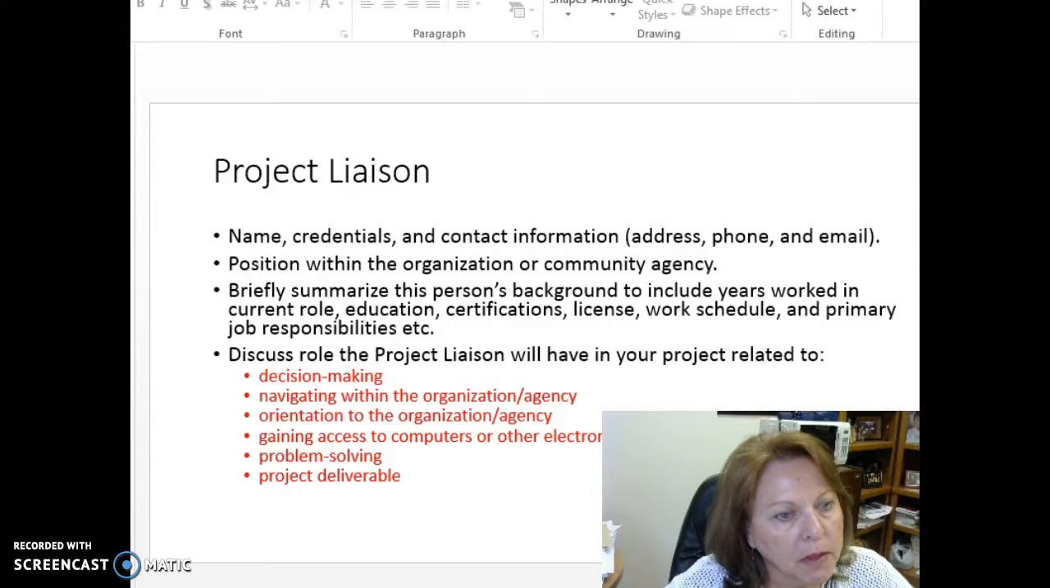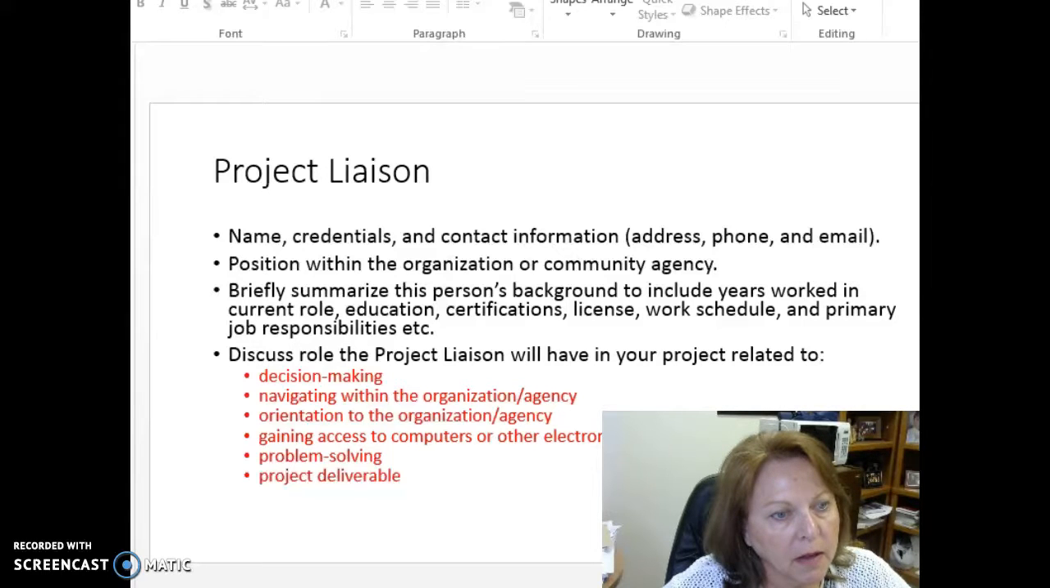And then importantly, you're going to talk about how the project liaison is going to function in terms of your project. How will that person engage in decision making with you? How will that person help you navigate within the organization? How will that person help you get oriented if there are some orientation requirements that you need to do? How will that person help you gain access to the documents or computers or other resources that you need?